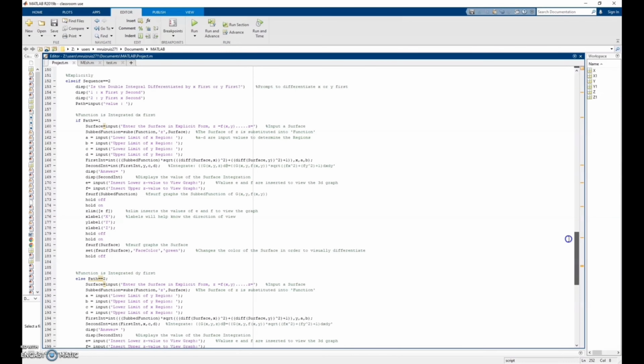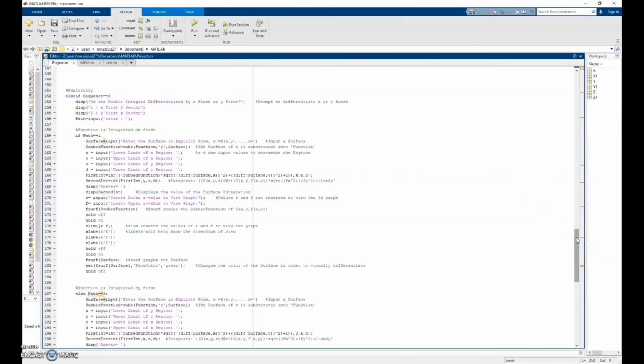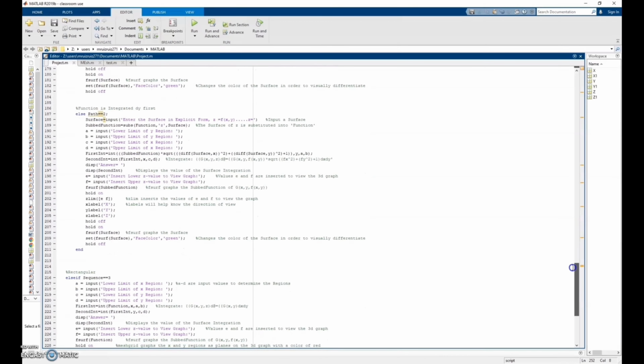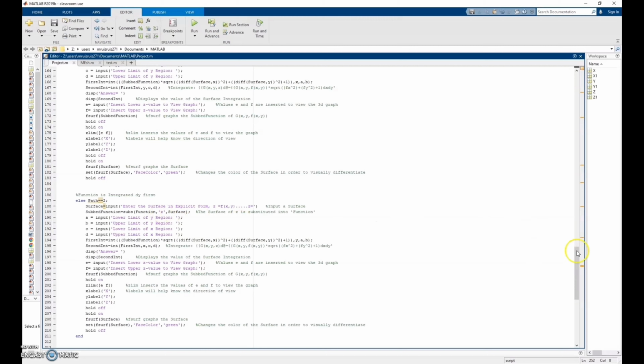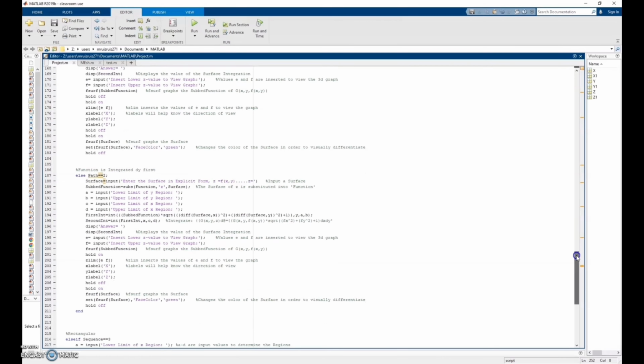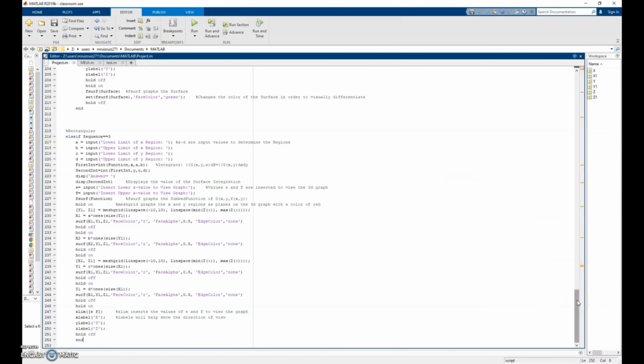I start with the prompt of defining what type of surface the integral is bounded by. The script follows the user's input, such as parametrically, explicitly, or rectangular. Further input may be required depending on the user's problem, and it is not only designed to provide an answer to surface integrals, but also provides a graphing aspect.